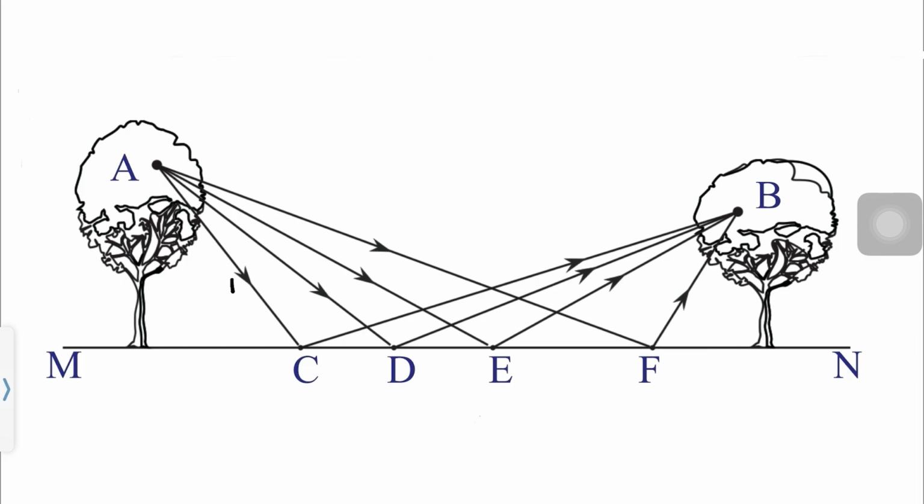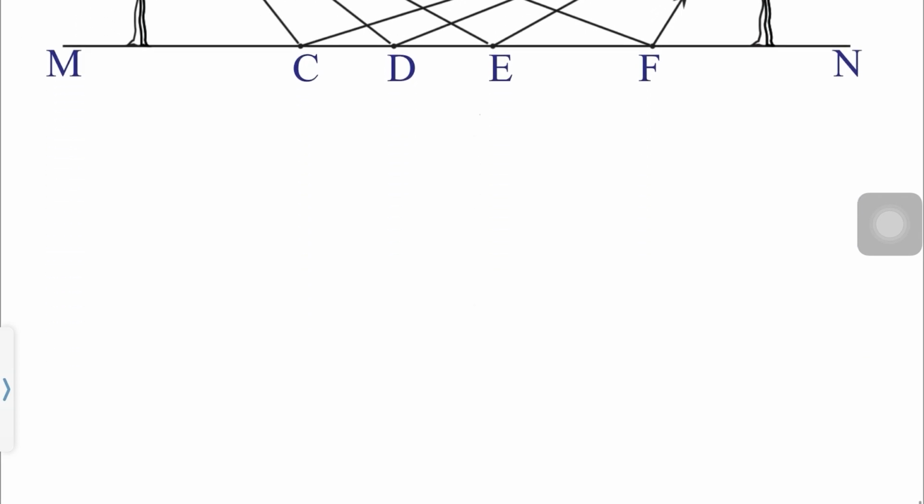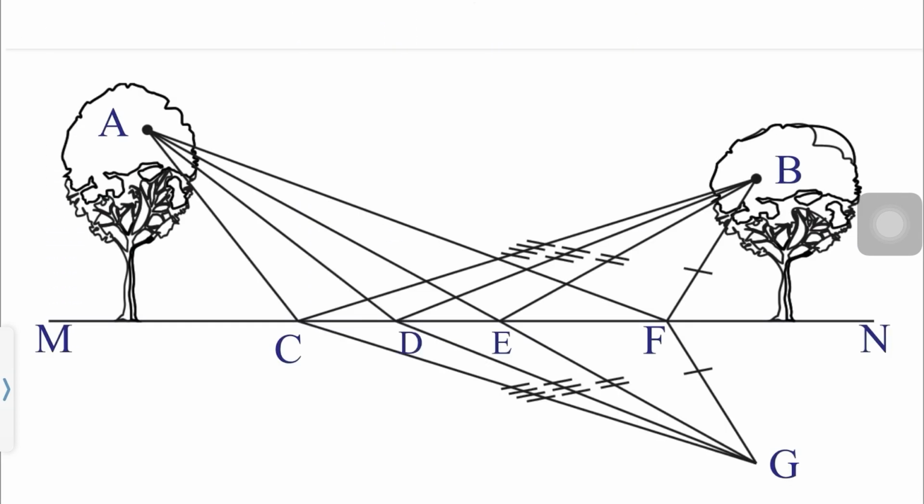That is, among the paths 1, 2, 3, 4, the crow has taken one path as the least time taken to cover between A and B. But what is that path? How to know it? For that, let us take one more analogy.